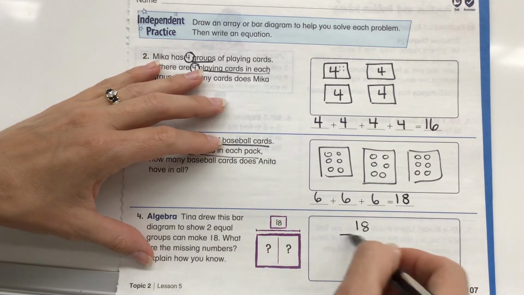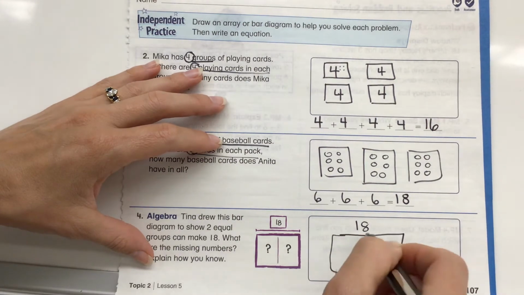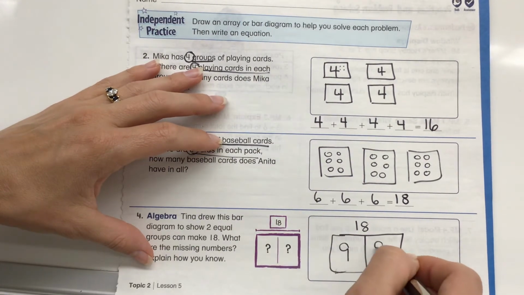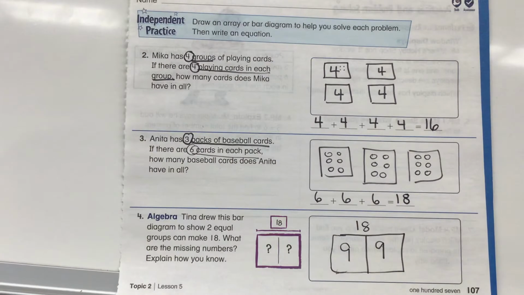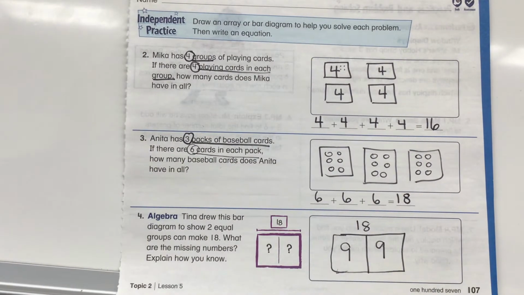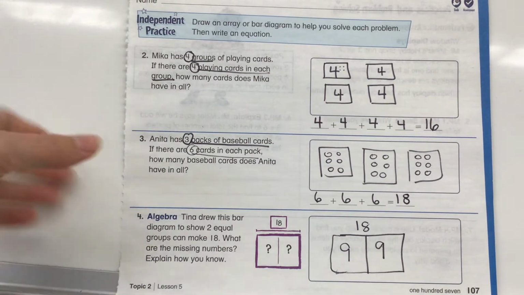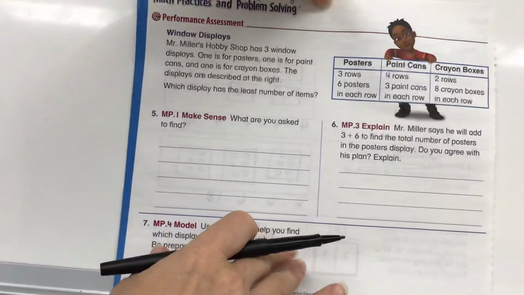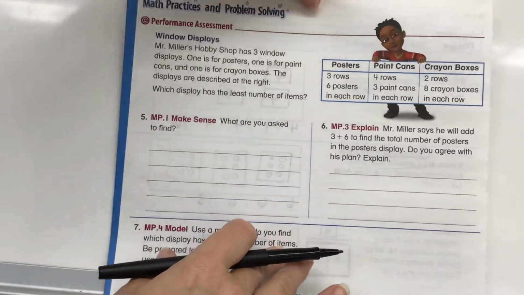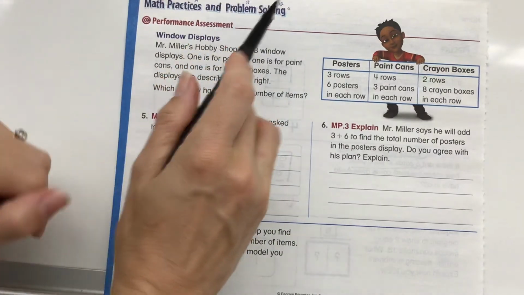So I'm going to do my little bar diagram and put 9 on each side because that is our doubles fact. Whew, that was a good one. We had to really exercise our brain on that one. All right, let's flip it over to the back page and finish this up. Ooh, it's word problems. You guys all know I love word problems. Okay, math practices and problem solving.